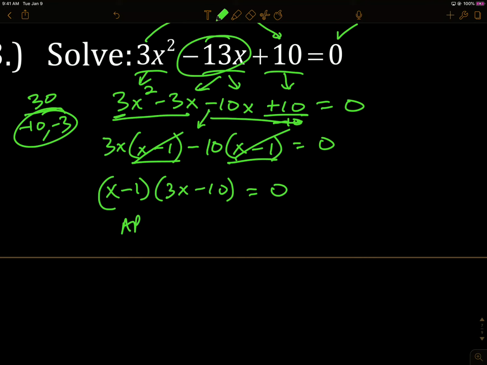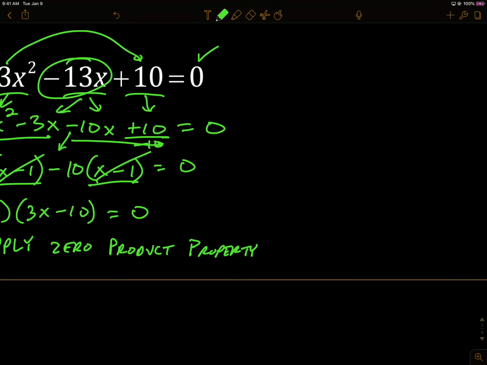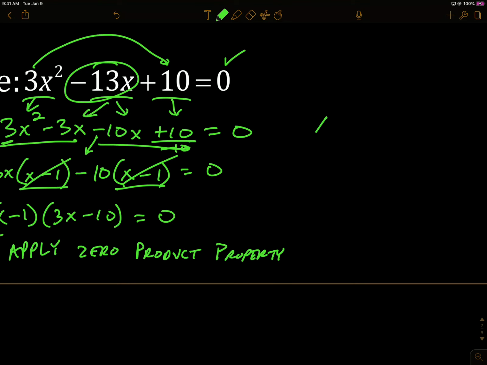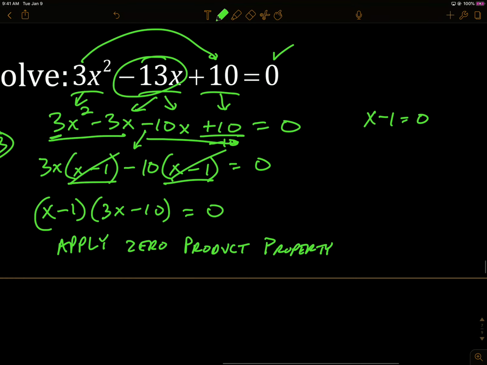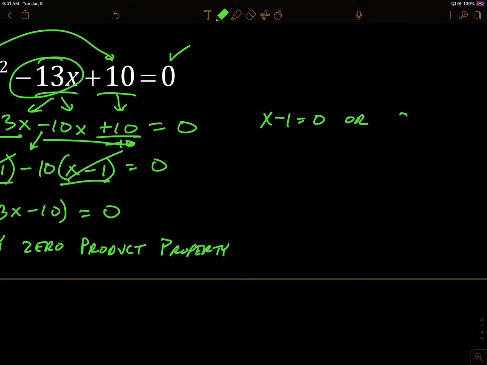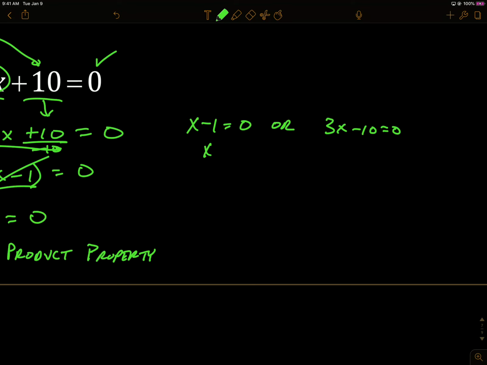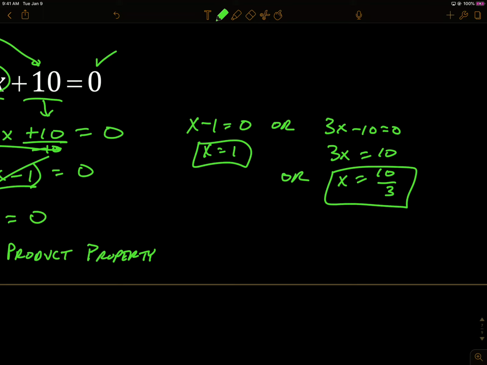Now I can apply the zero product property because I have a product equaling 0. So the zero product property says if either one of those parts are equal to 0, the whole thing equals 0. So those are my solutions. X equals 1. Or 3x, if I add 10, I get 10. Then I divide by 3, x equals 10 thirds. There's my two solutions.